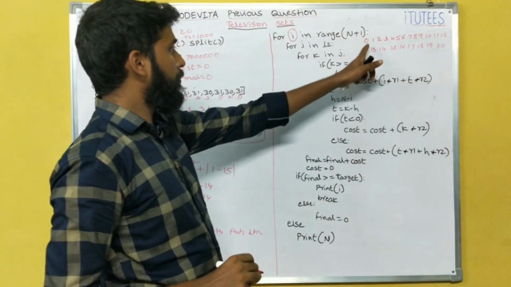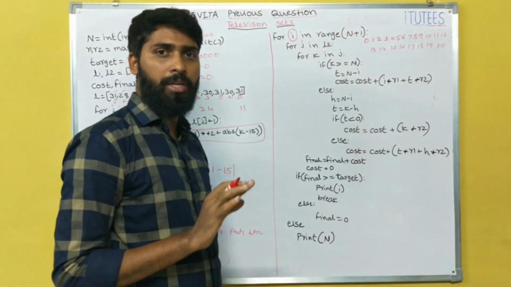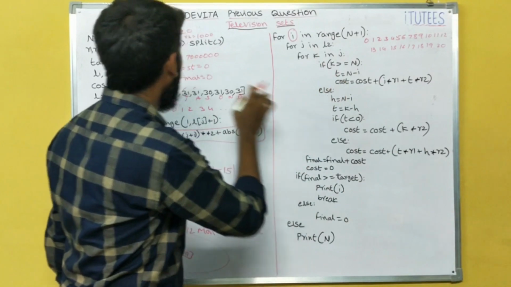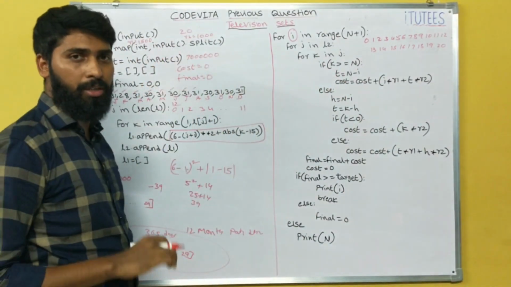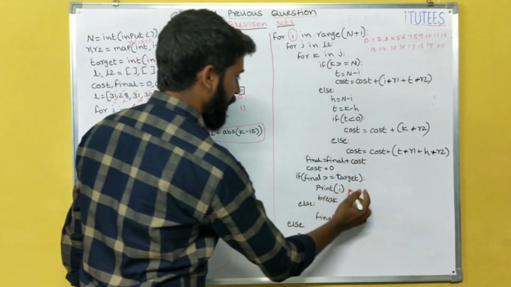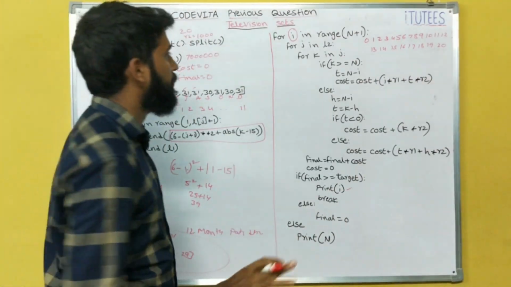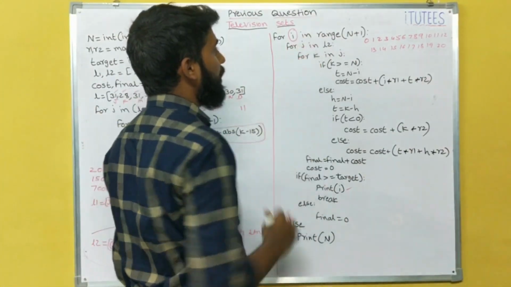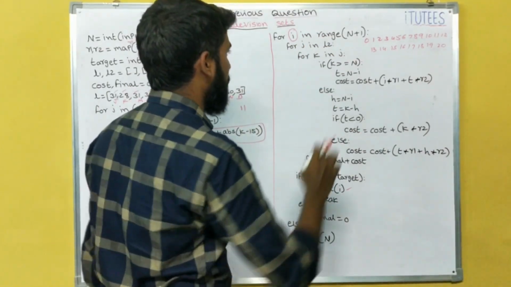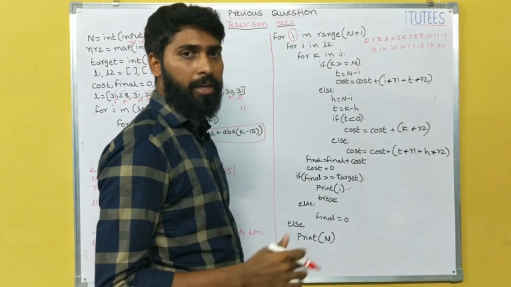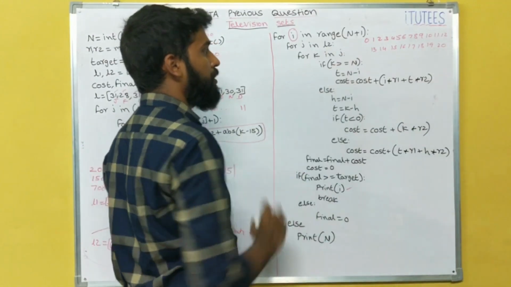So that means first, initially I am taking that there are no TV rooms, and I can check whether I can achieve the target or not. If I achieve it, I am going to print the I. Okay, that's it. This is the logic. So now, I in range of n plus 1. That means I am going to check all the TV rooms starting from 0.